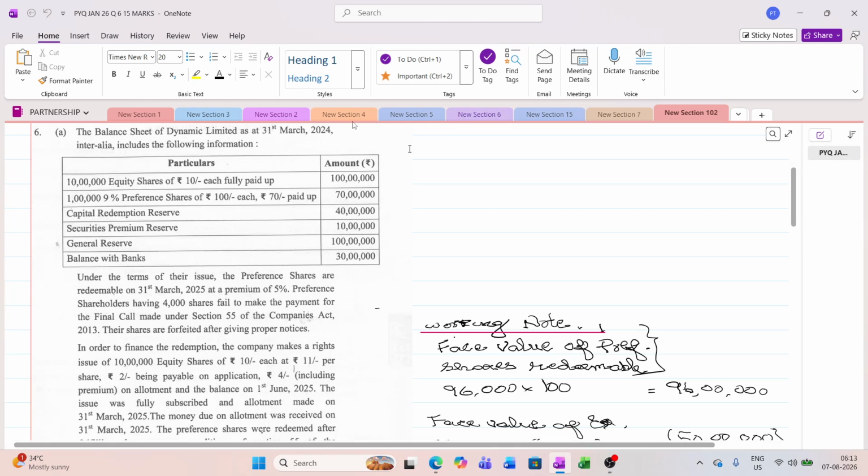The balance sheet of Dynamic Limited issued at 31st March includes the following information. They have some equity shares fully paid up and 1,000 9% preference shares of 100 each, 70 paid up.